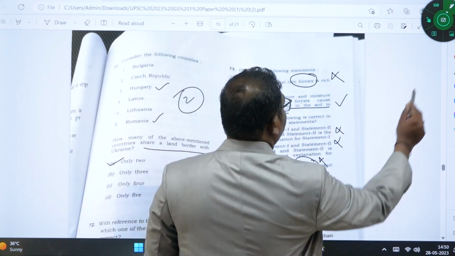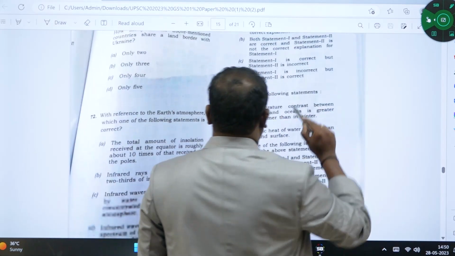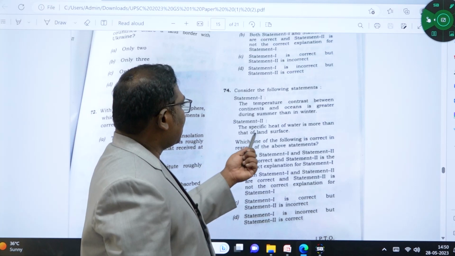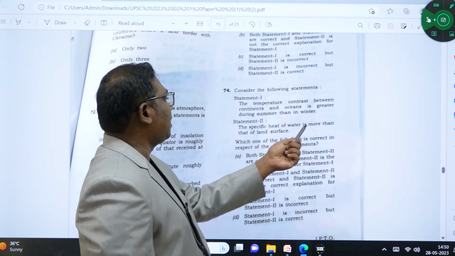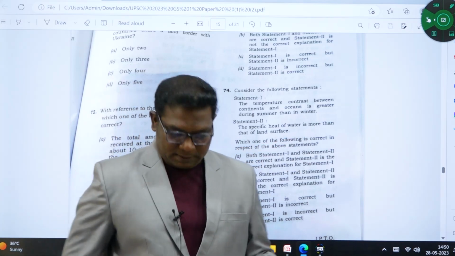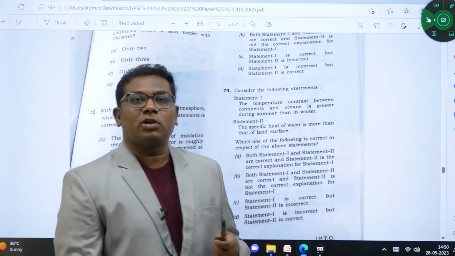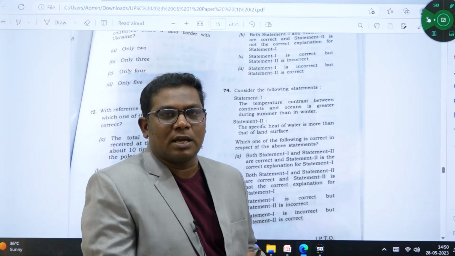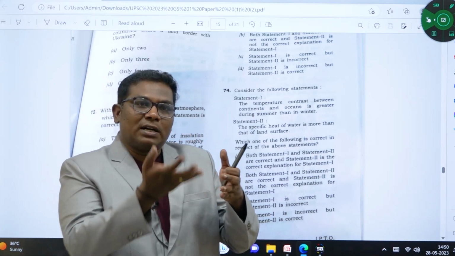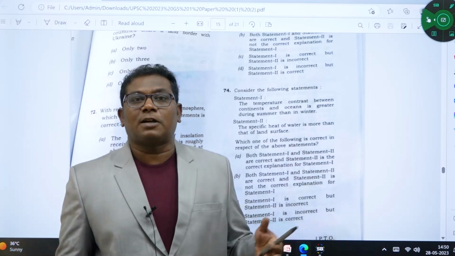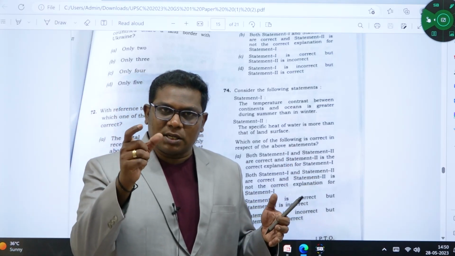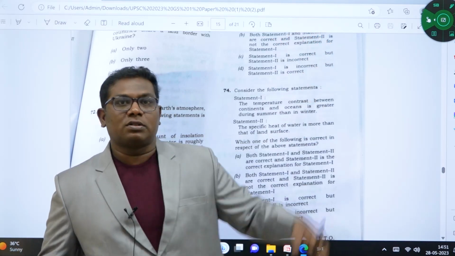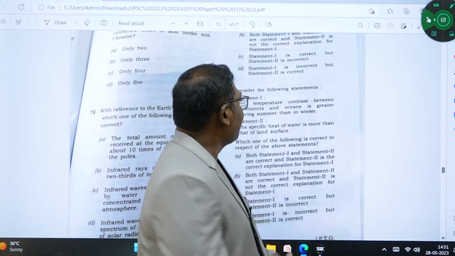73rd one, option D. And coming to the 74th question, last but one in geography. Here the specific heat of water is more than that of land surface. Yes. Specific heat capacity is the amount of energy required to raise the temperature of 1 gram of substance by 1 degree Celsius. So the specific heat capacity of water is largest compared to all other substances. If the specific heat capacity of rock is 200 joules, then water has 4600 joules. There is a huge variation. That's why this statement is correct.